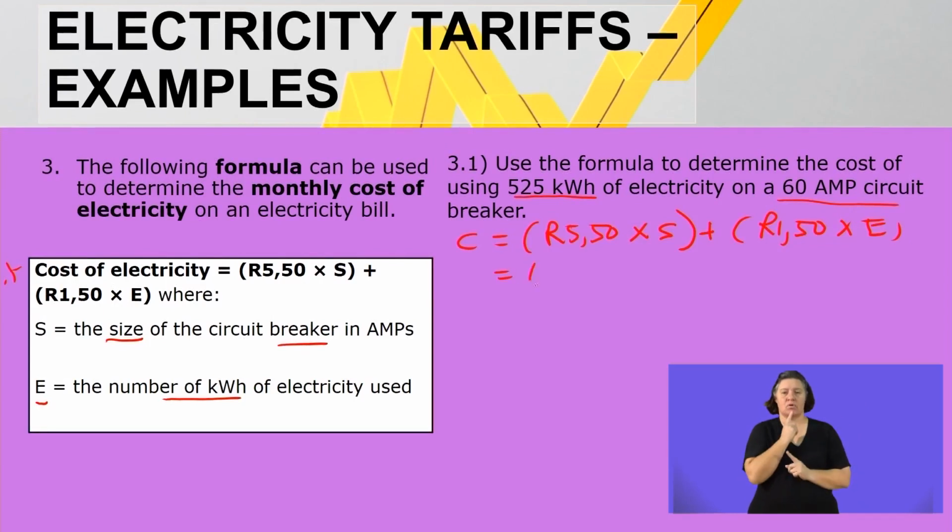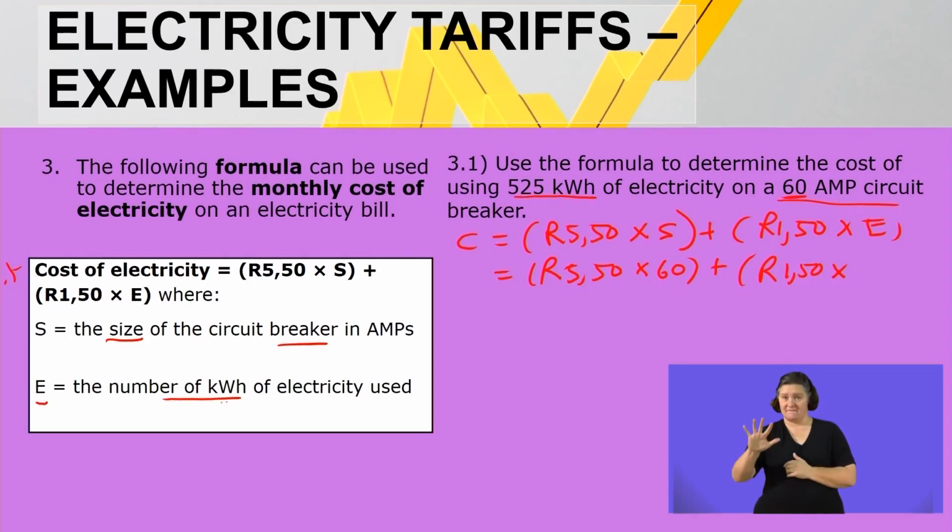So I'm going to say 5 rand 50 multiplied by, what does S represent? The size of the circuit breaker, so that will be 60 as indicated here. Plus 1 rand 50 multiplied by E, the number of kilowatt hours of electricity, and we indicated that's 525, so multiplied by 525 kilowatt hours of electricity. Can you see? So step 1, formula. Step 2, you substitute into your formula. Step number 3, now I'm going to simplify by using my calculator.